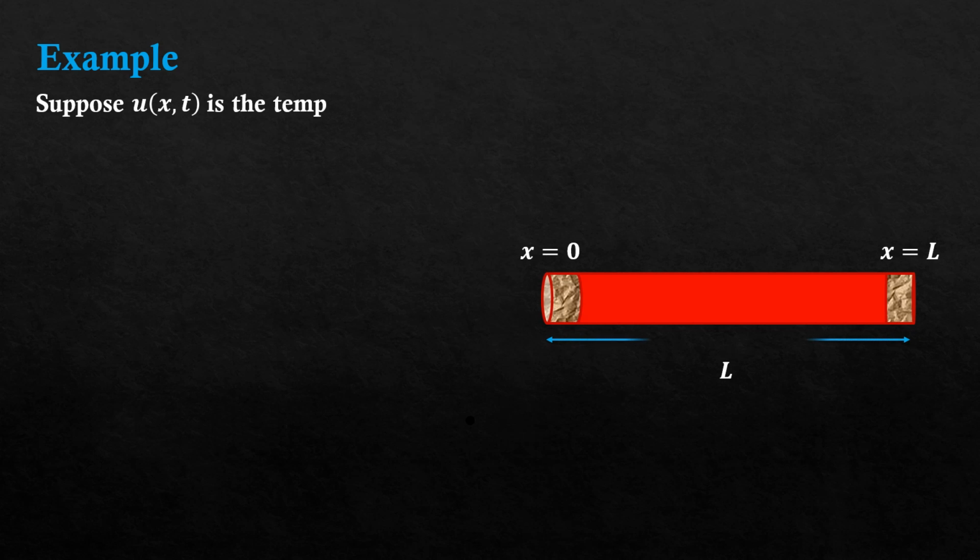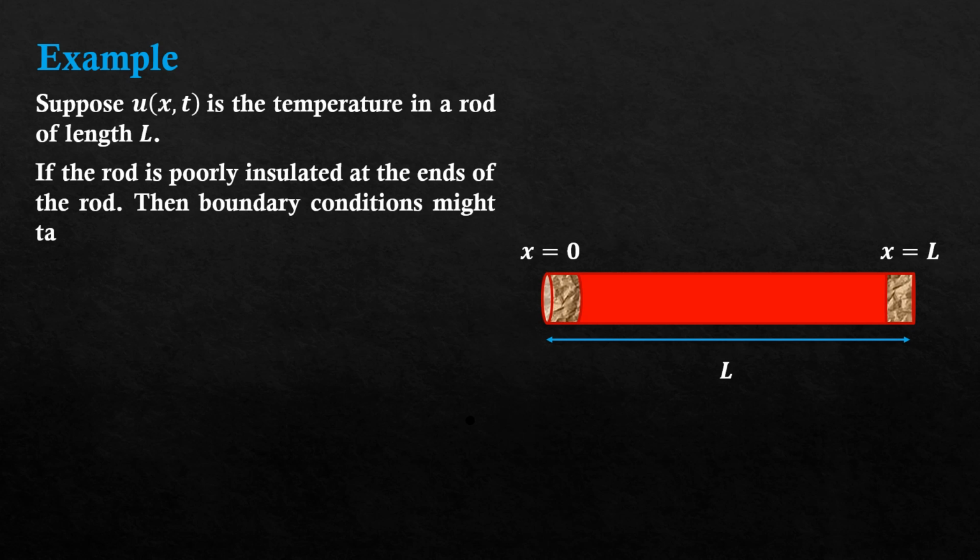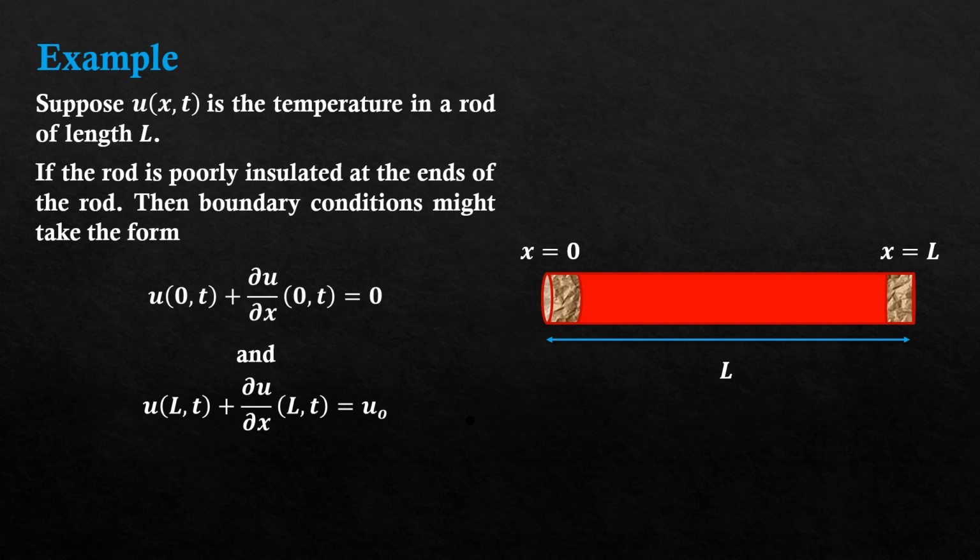For example, suppose u(x,t) is the temperature in a rod of length capital L. If the rod is poorly insulated at the endpoints of the rod, then boundary conditions might take the form u(0,t) plus partial u by partial x at (0,t) equal to 0 and u(L,t) plus partial u by partial x at (L,t) equal to u naught. This is Robin's boundary condition.